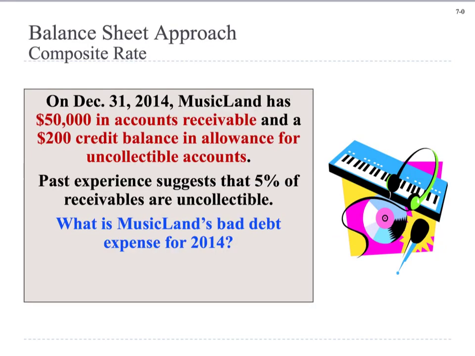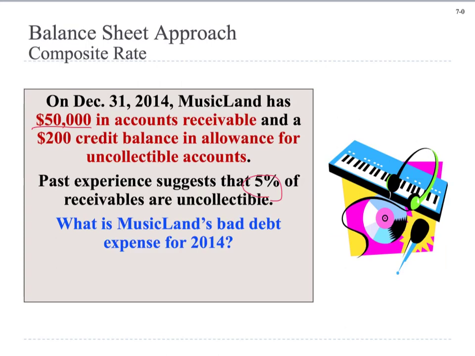So here's an example of the balance sheet approach. They have $50,000 in accounts receivable and a $200 credit already in the allowance for uncollectible accounts. Past experience suggests that 5% of receivables are uncollectible. So if you're trying to figure out what the bad debt expense is going to be, how are you going to calculate this? You're going to take the $50,000 in accounts receivable and multiply it by the 5%. So if you multiply 50,000 by 5%, you get 2,500.